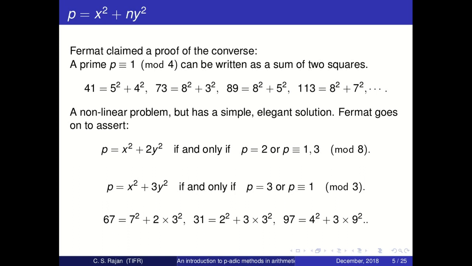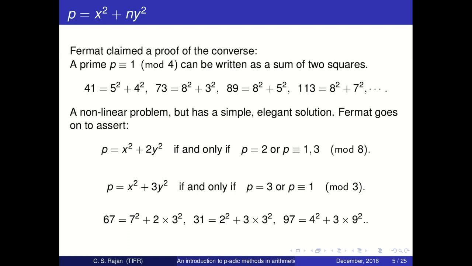And then he goes on to study other such forms. He looks at forms of the form x squared plus 2y squared: p equals x squared plus 2y squared if and only if p equals 2 or p is congruent to 1 or 3 mod 8. Okay, so that is one. And then p equals x squared plus 3y squared if and only if either prime p is 3 or p is congruent to 1 mod 3.